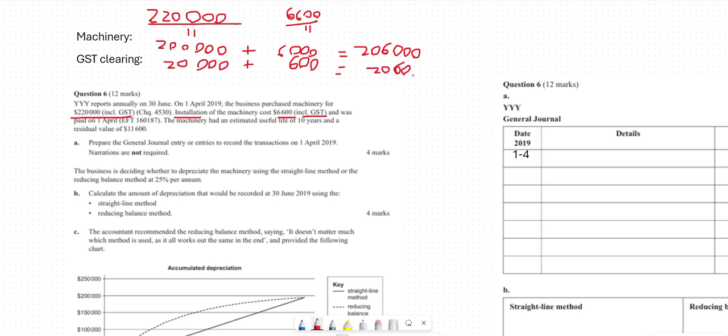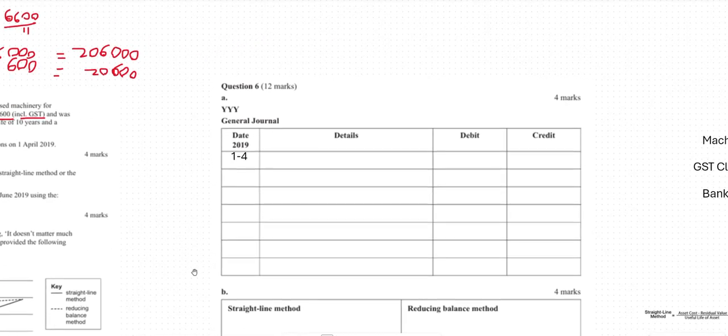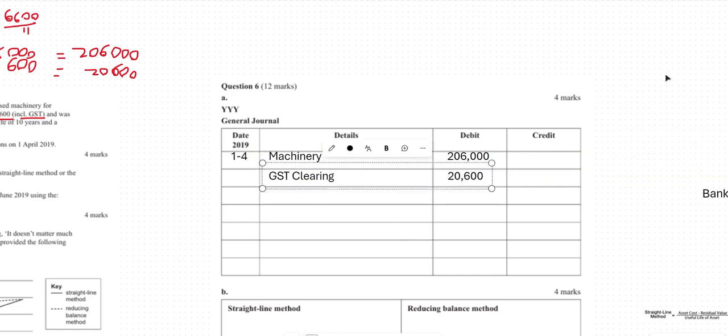So now we're ready to do our GJ entries. So let's just move over to the right here. And just to make things nice and neat, I prepared this earlier. So we've got a $206,000 asset, as we worked out over here. Asset going up means a debit. We need to do a debit entry for our GST because that's going to reduce our GST liability given it was a purchase.